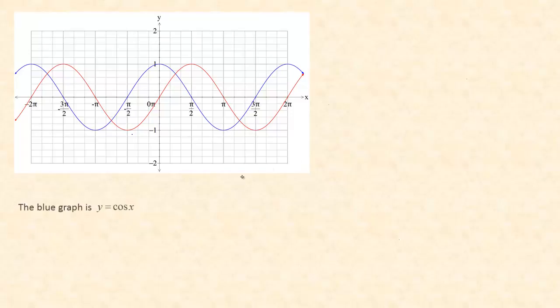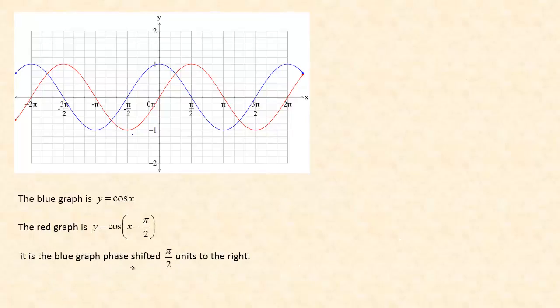Now, the blue graph is y is cos x. The red graph is y is cos x minus pi by 2. X minus pi by 2 moves us pi by 2 to the right. And look at the maximum, here it's at 0, here it's at pi by 2.